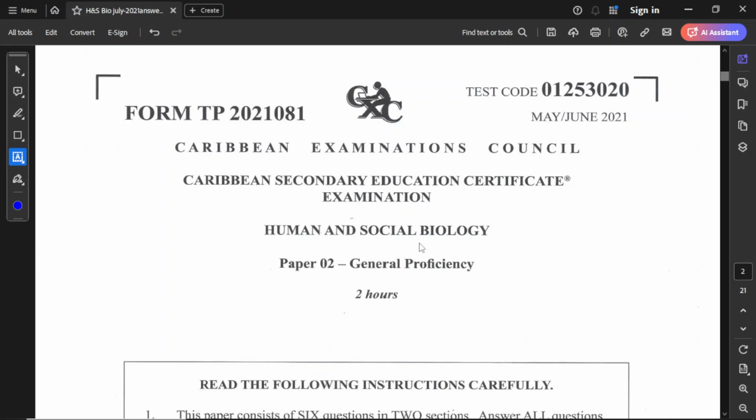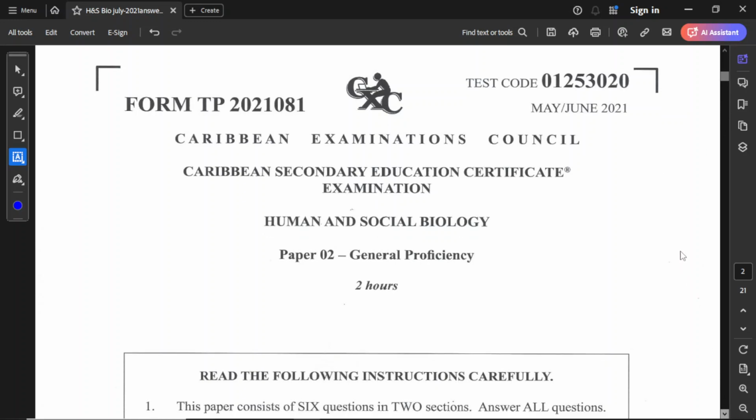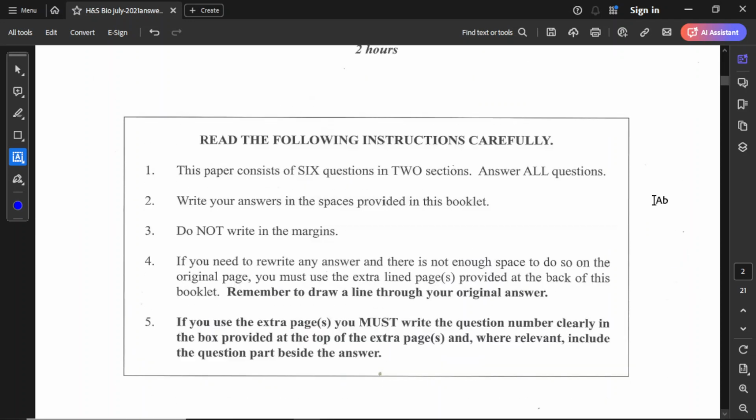Now, today we're looking at the CSEC Human and Social Biology paper. It is a Paper 2 from May/June 2021. As always, please remember to read through the instructions carefully. And if you should have any questions or queries, please clarify them with the examiner before you start the examination.